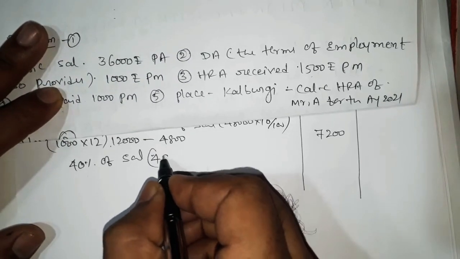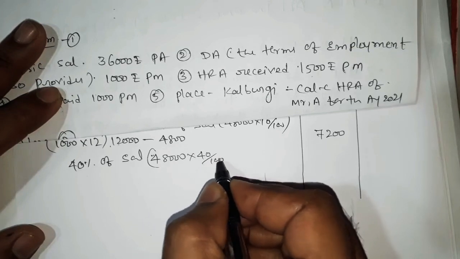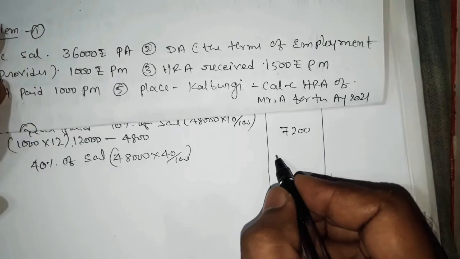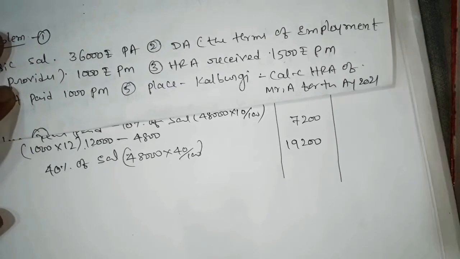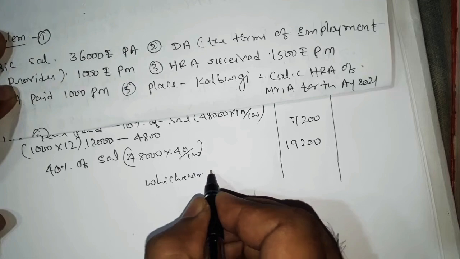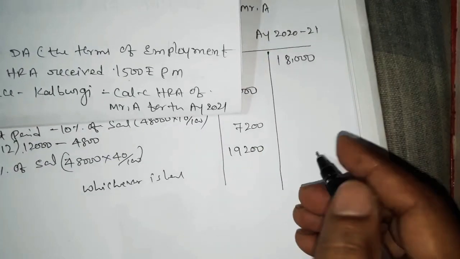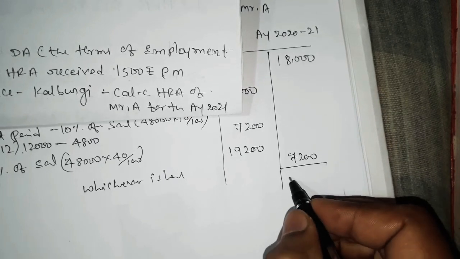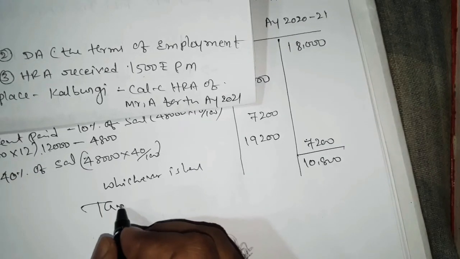48,000 into 40 divided by 100, we calculate it and we get 19,200. Whichever amount is less, 7,200 is less, right? Here 7,200, so we will get the answer of 10,800 as taxable HRA.